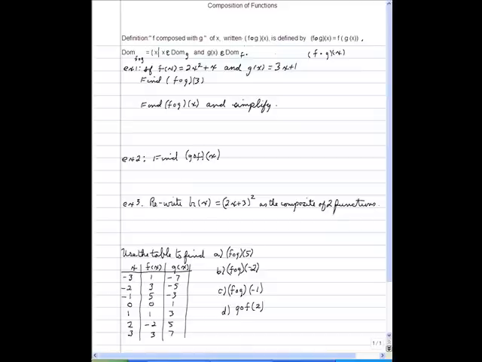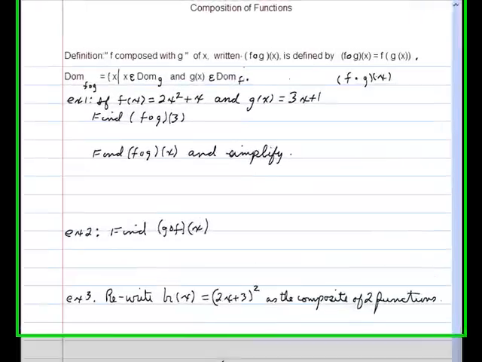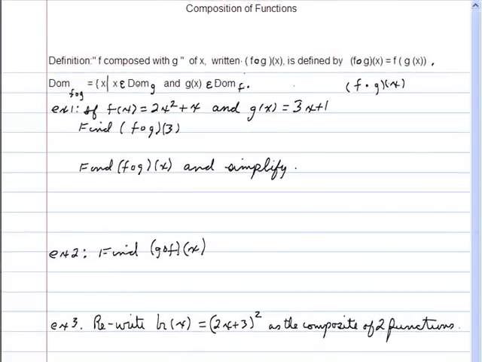In the previous podcast, we looked at the first four combination functions, which were the sum, the difference, the product, and the quotient function. In this podcast, we'll look at the last of the combination functions, which is called the composite function, f composite g, or f composed with g. Let's take a look at the definition.